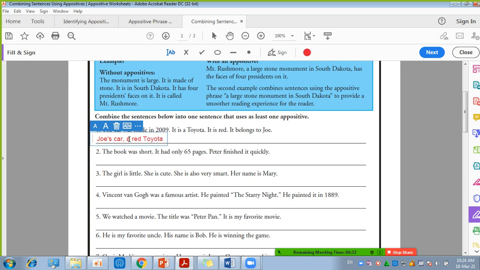A red Toyota, right? Yeah, and then comma. Comma, that's right, excellent. It is made in 2009. Was made. We are continuing. Was made in. Yes, was made in 2009. Okay, that's good. If I read the left out now, Joe's car was made in 2009. This makes sense.